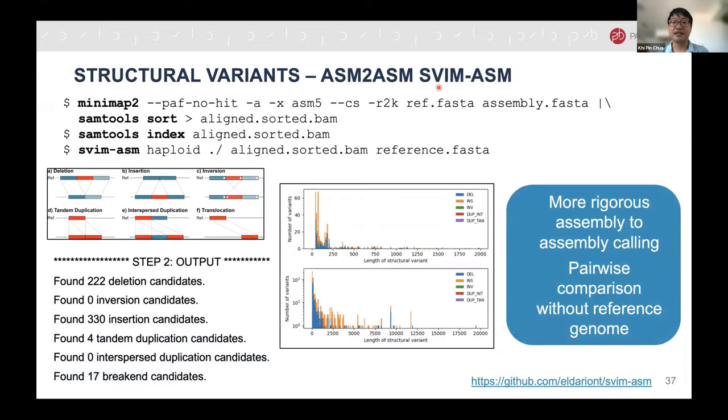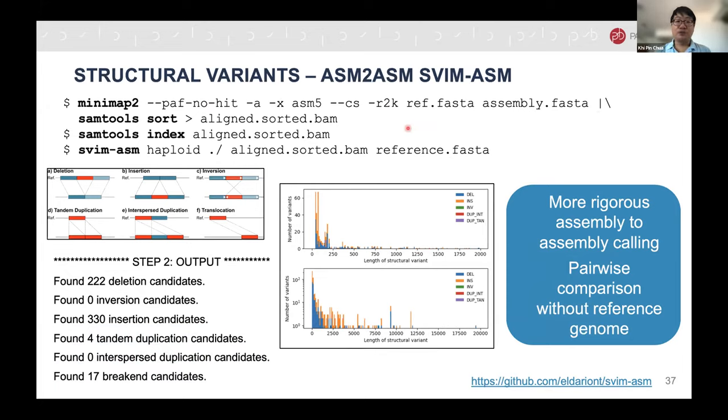Another tool is SVIM-asm. So this will allow you to characterize the structural variants directly using a de novo genome assembly as well. And shown here are command line examples of how you actually do this. And on the website for SVIM-asm, they have a documentation guide on the best way to do this as well.